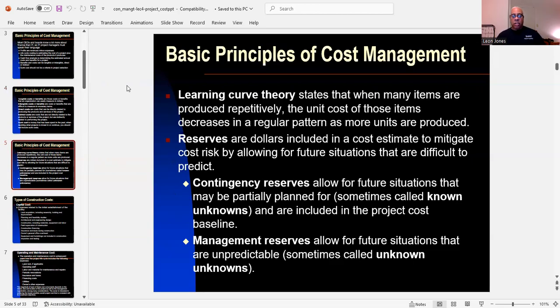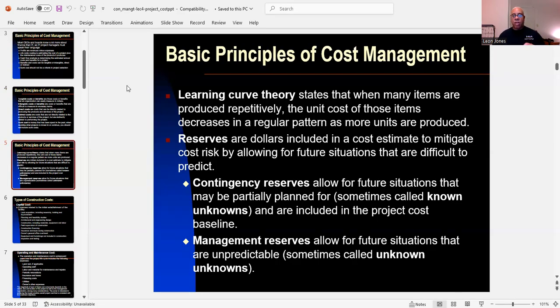Now, we also talk about the learning curve theory, and that states when many items are produced repetitively, the unit cost of those items decreases in a regular pattern as more units are produced.